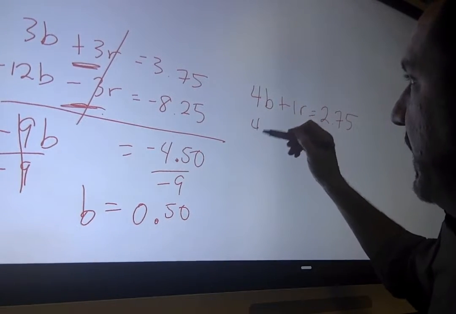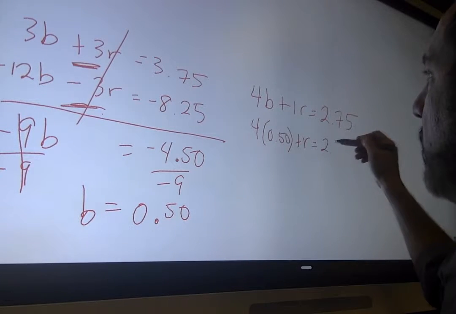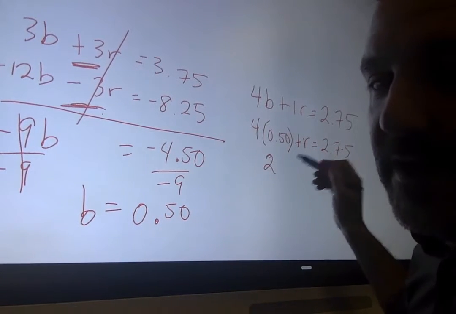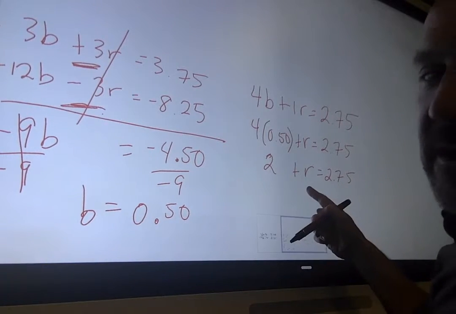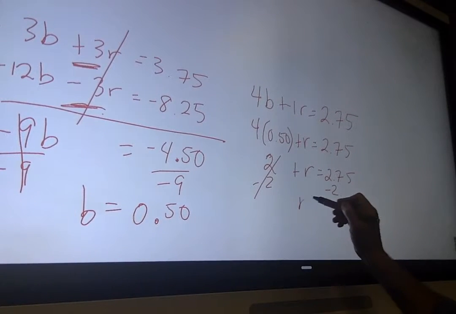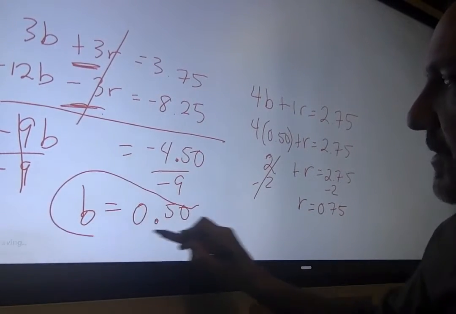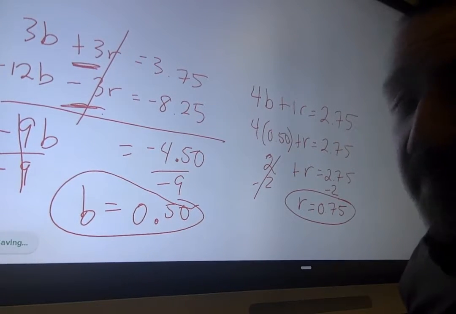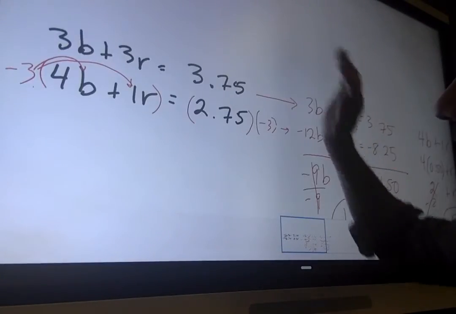All right, and we just said that a pound of bananas is 50 cents. And 4 pounds of bananas times 50 cents a pound adds up to $2. And if I want to get the R by itself, I subtract 2 on both sides. And that cancels out to 0. R equals 75 cents. So here I've got my two answers. 50 cents for a pound of bananas, 75 cents for a pound of oranges. But remember, you're not done. You've got to go back and check. You've got to make sure that these two answers fit your problem.